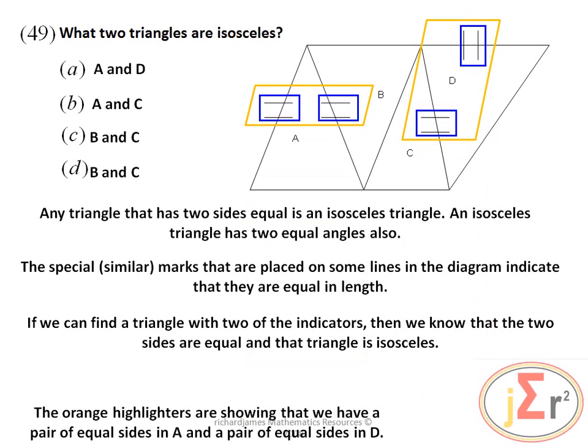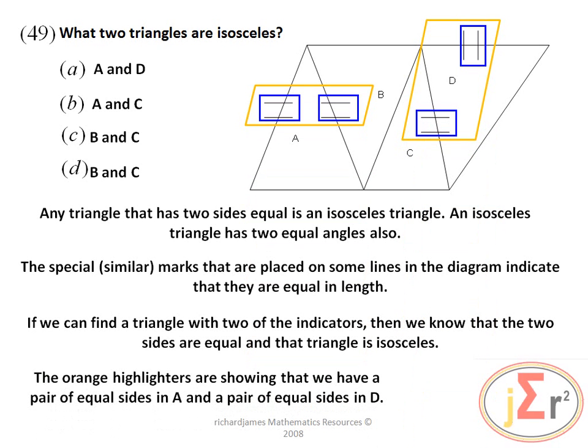There we have the marks. The orange highlighters are showing that we have a pair of equal sides in triangle A. See, these two sides belong to triangle A, and a pair of equal sides in D. See, these two sides belong to triangle D. Option A is correct. A and D.